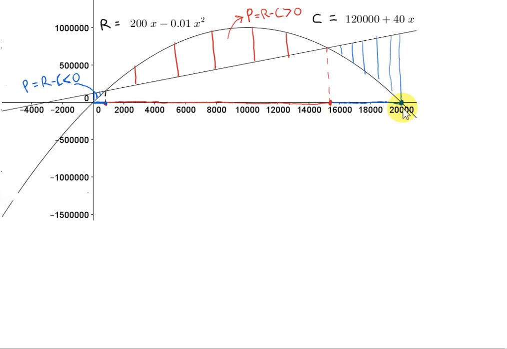So the maximum value we know is 20,000. Now I don't know what this value is. I've yet to calculate both of these values. But for any value of x along here, the profit will be negative. In other words, we will have a loss.